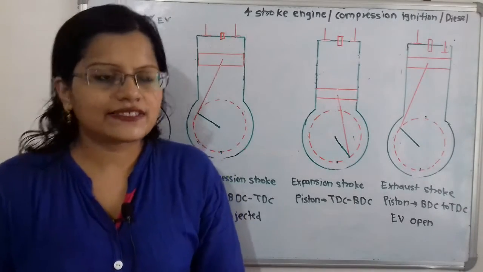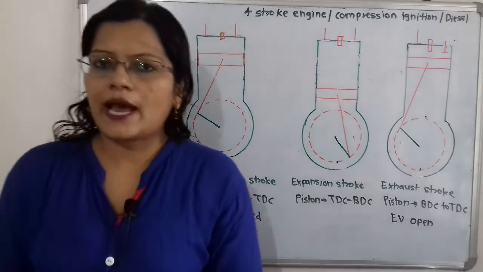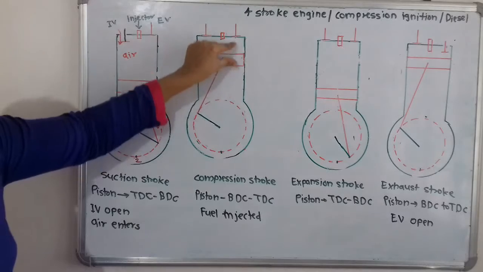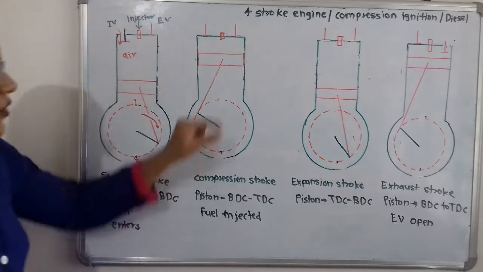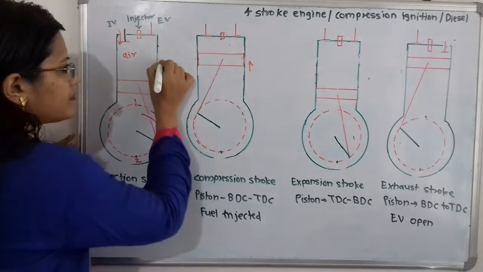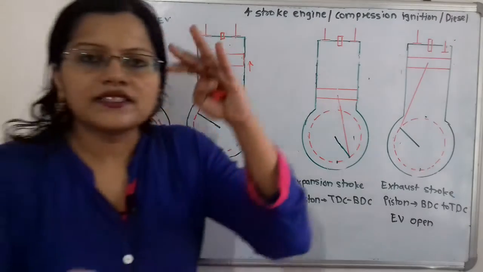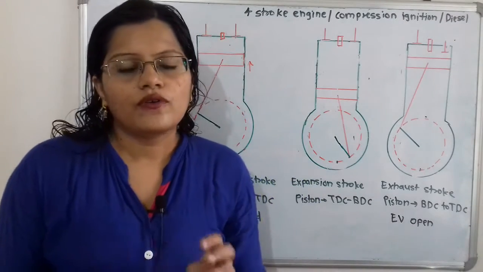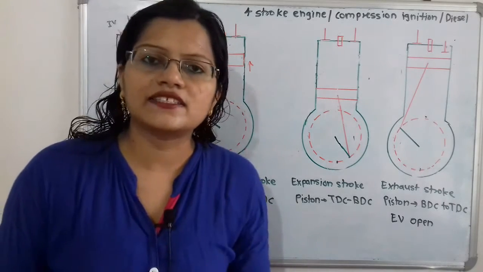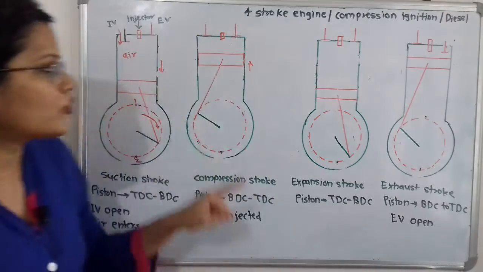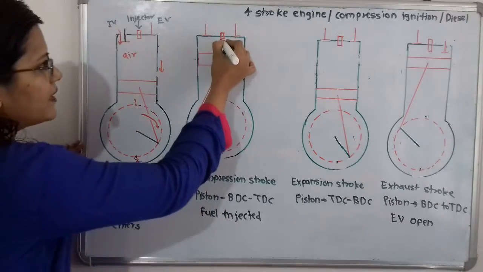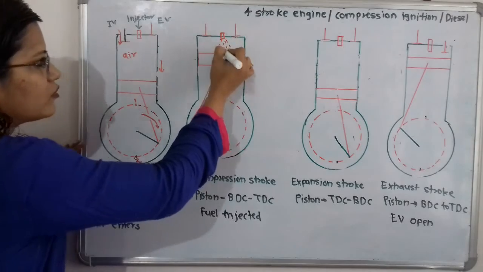Now our next stroke is the compression stroke. What is happening in the compression stroke? The piston moves from BDC, bottom dead center, to the top dead center. When the piston moves in the upward direction, I will show the direction here, the air is compressed. What is the effect of compression on air? Its temperature increases as well as its pressure. At the end of the compression process, the fuel is injected. This fuel is injected in the form of fine droplets.